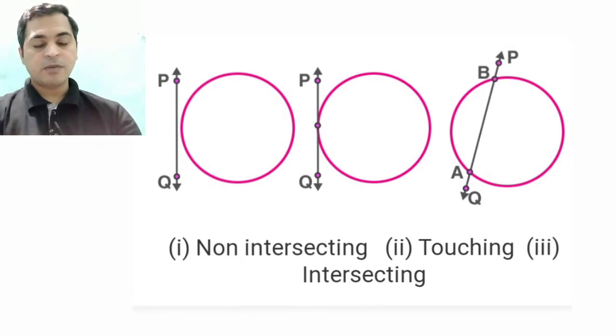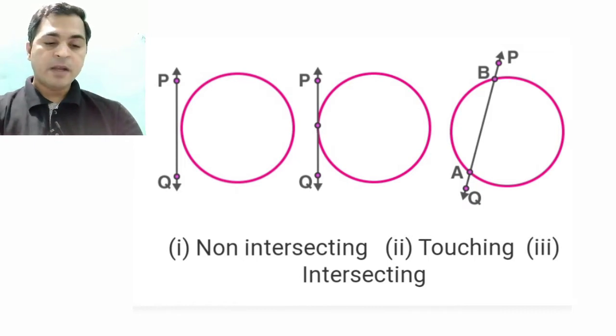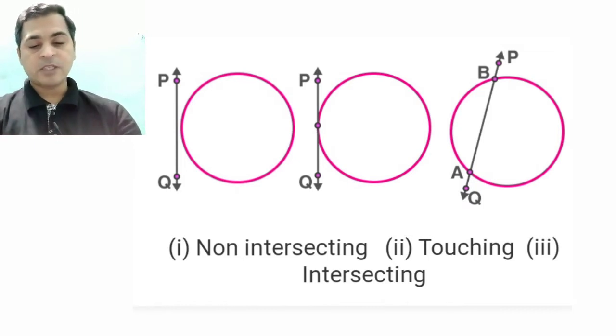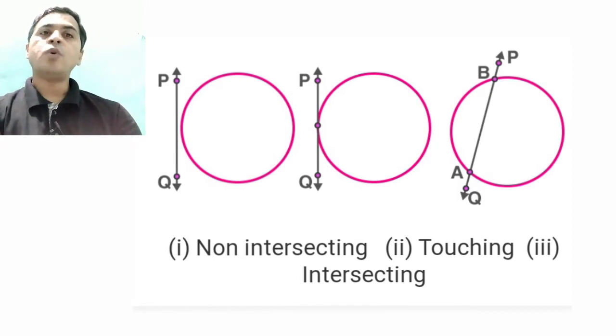So students, in the first case, the line and circle are not intersecting. In the second case, the line and circle touch each other at a single point. In that case, line PQ is said to be a tangent of the circle. In the third case, you can see that line PQ passes through two points of the circle. It means this is not a tangent, because if a line passes through two points of a circle, that line is said to be a secant of the circle. A secant passes through two points of the circle, right students?